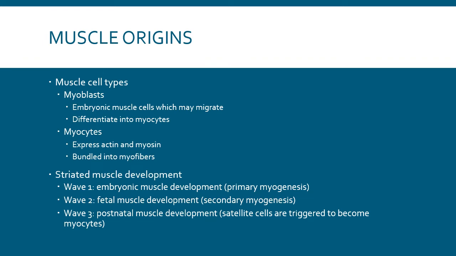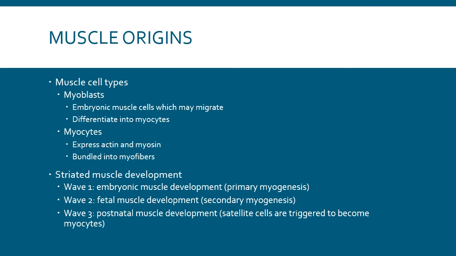In the case of muscle, there are a couple of different cell types that contribute to its development. Initially, these muscle cells are called myoblasts, the embryonic muscle cells, and many of them migrate around the body to develop muscles in various locations. You saw the diagram. There are lots and lots of different muscles. They then differentiate into myocytes, which express actin and myosin, the contractile fibers. As we talked about in skeletal muscle, they're bundled into myofibers and then into even more complex bundles of fibers to allow muscles to contract.